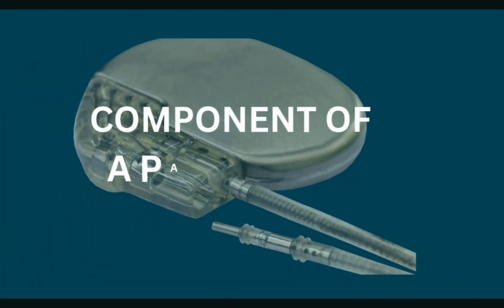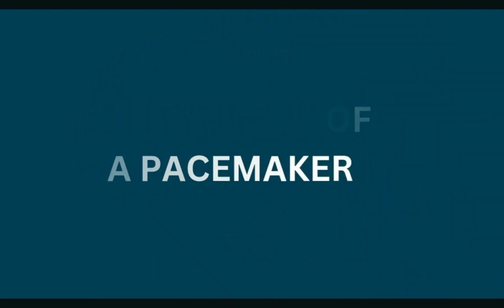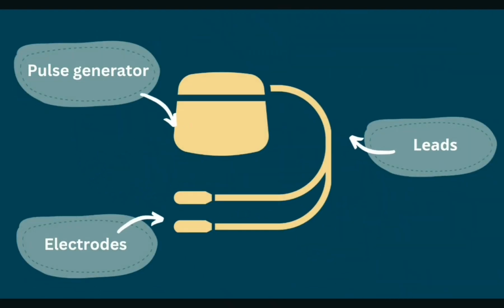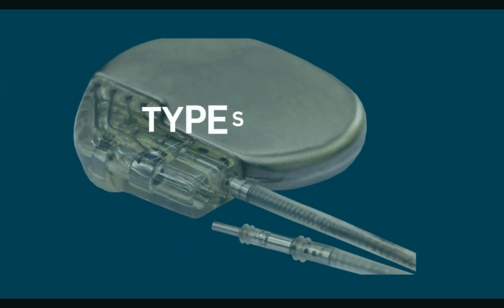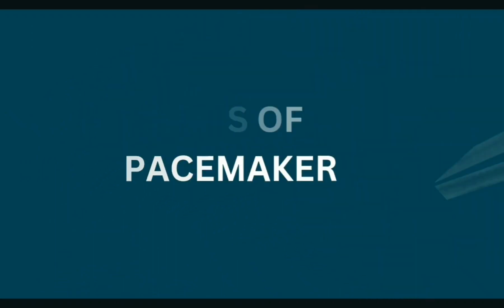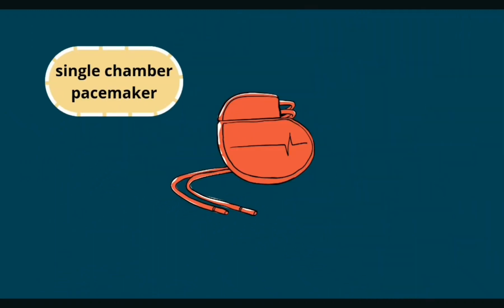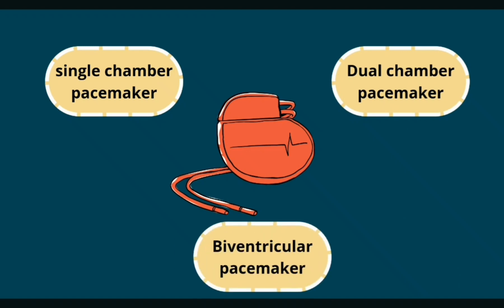Components of a pacemaker. A pacemaker is composed of three parts: a pulse generator, one or more leads, and an electrode on each lead. There are three types of pacemaker: single chamber pacemaker, dual chamber pacemaker, and biventricular pacemaker.